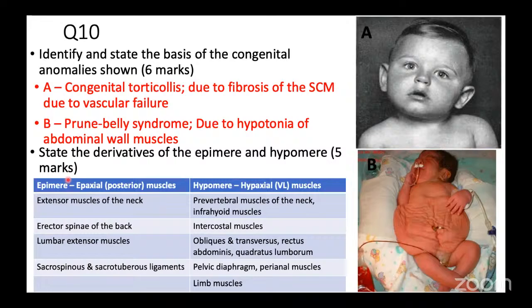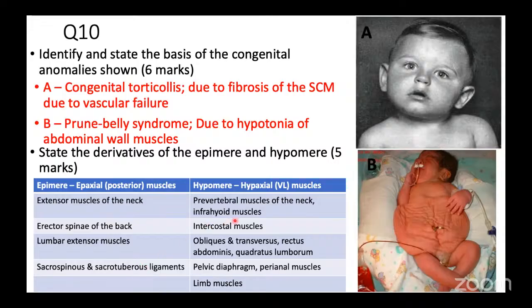So epimere gives you the muscles of the back, the deep muscles of the back. In the neck region, these are your extensor muscles. In the back region, these are your erector spinae, and a few of the deep muscles as well, like multifidus, etc. In the lumbar region, your lumbar extensors, again also the erector spinae. And then in the sacral region, usually they don't give muscles. They just form the sacrospinous and sacrotuberous ligaments, okay?